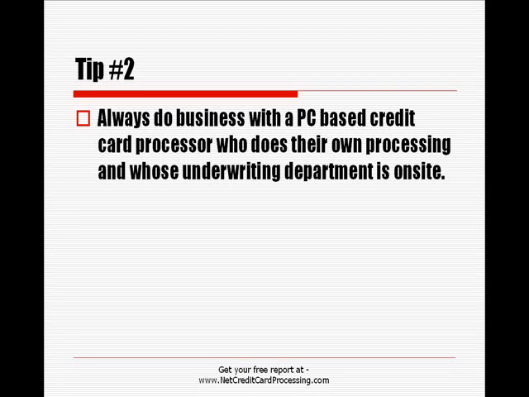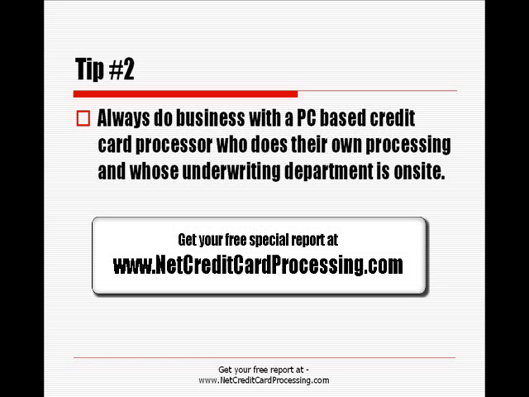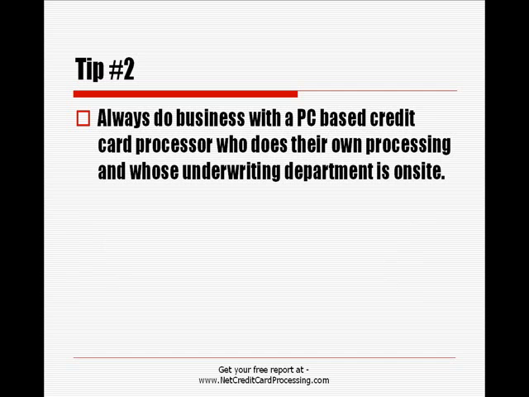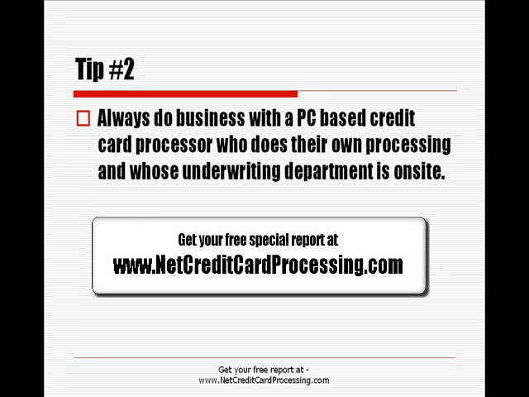Case in point, when you do business directly with a PC-based credit card processor who is actually doing the processing and underwriting, that is the fraud detection department, is on site, there is going to be easier communication and a far less probability that your funds will ever be frozen. And I don't think I need to tell you that if your funds are frozen, you can't do anything with them. They don't actually hit your account and you can't use that money. It's a disaster. So always, always do business with a credit card processor that has their underwriting department on site, not a third-party reseller. That brings me to tip number 3.